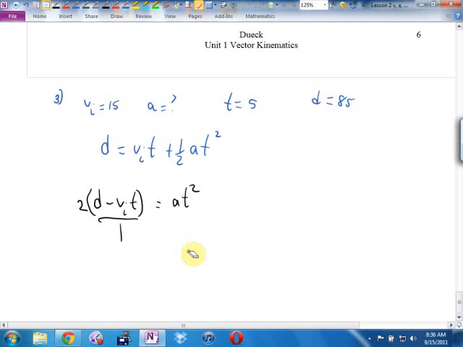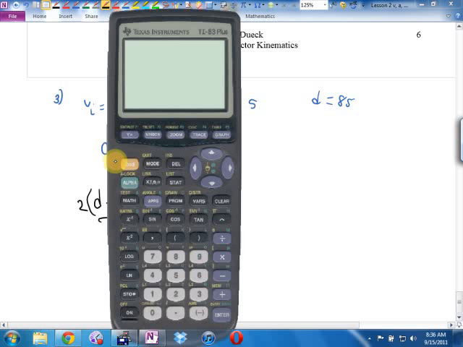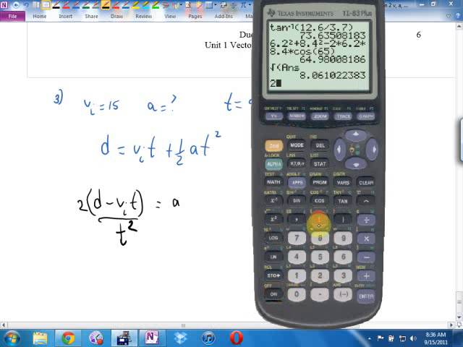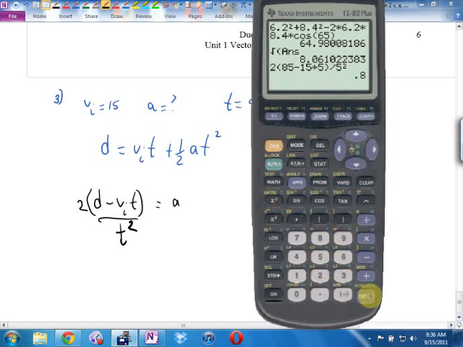So far, so good. And T squared would move to the bottom. That should get you there, I hope. So D minus VIT times 2 divided by T squared. Let's find out. Two bracket D, 85 minus VI times T, divided by T squared. Is the answer 0.8? Woohoo! You know what? We don't very often use this equation to find an acceleration. Well, it worked.